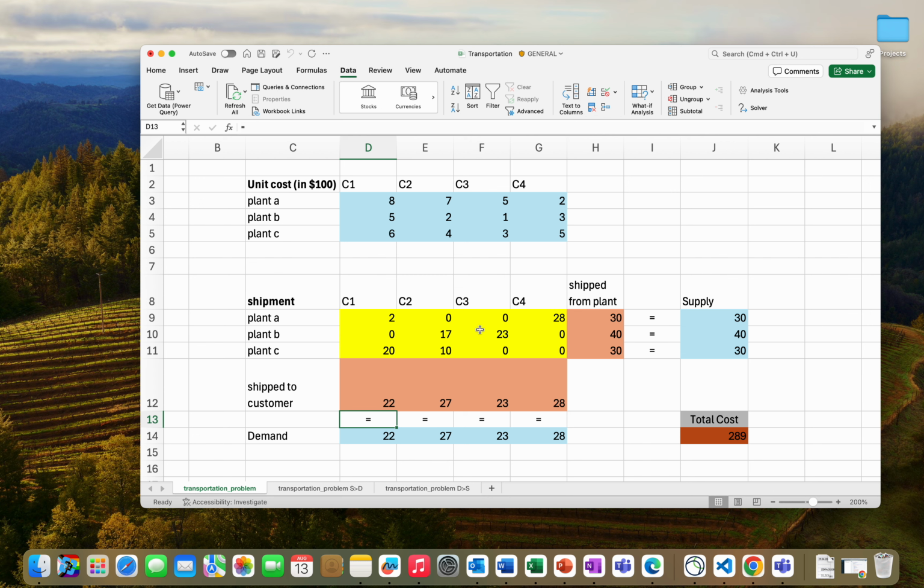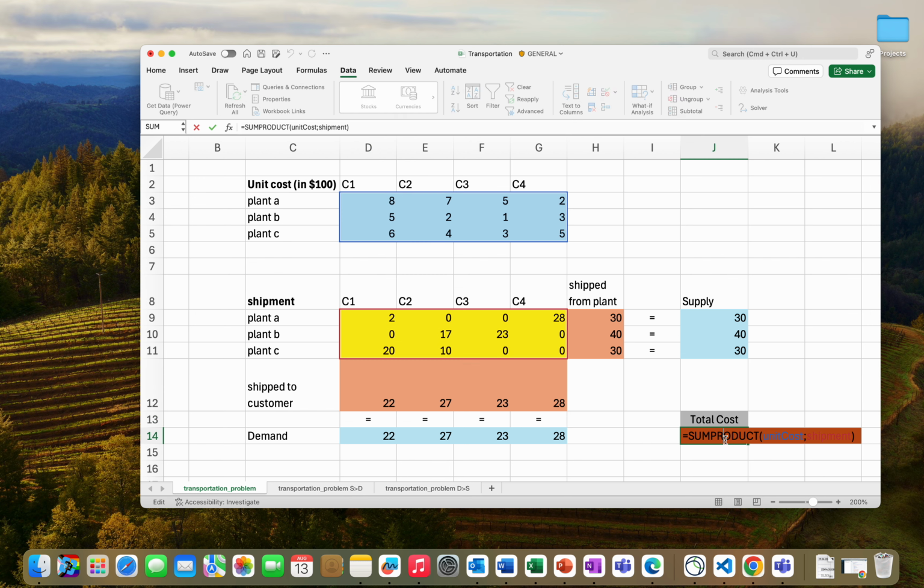Plant C is an obvious choice because among all of the cost variables that have been given to us, plant C has the lowest cost. The total cost is 28,900 euros, which is nothing but the sumproduct of the unit shipping costs on each route multiplied by the units we decide to ship.